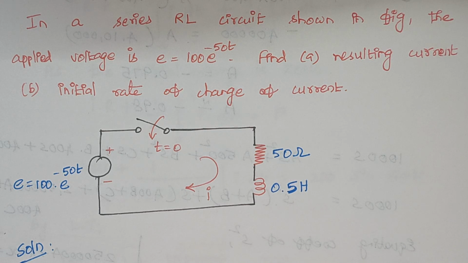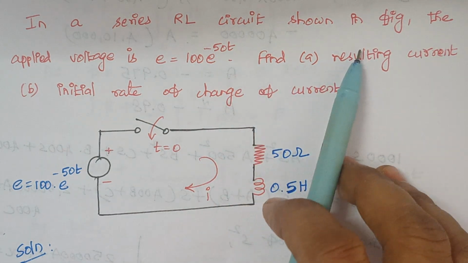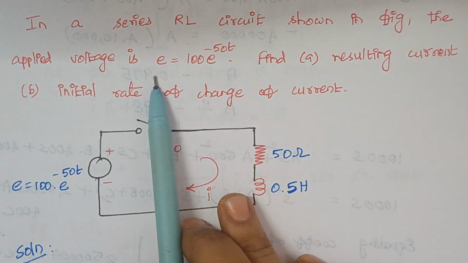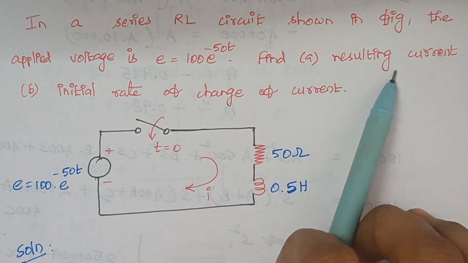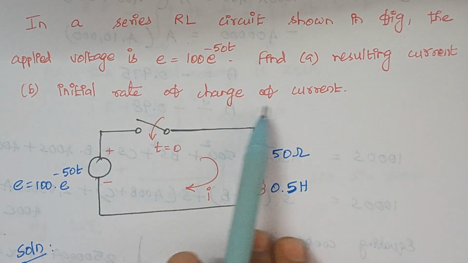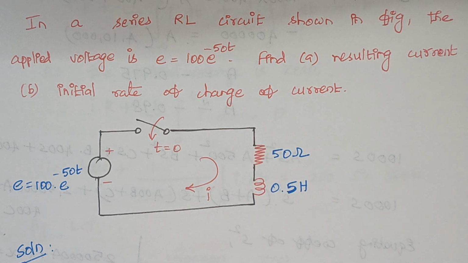Today we are going to solve problems related with RL transients as well as RC transients. So here the problem is, in a series RL circuit shown in figure, the applied voltage is given by this term. Find the resulting current and the initial rate of change of current. Right. So here the first thing is we have to find the current. And the next thing is rate of change of current.